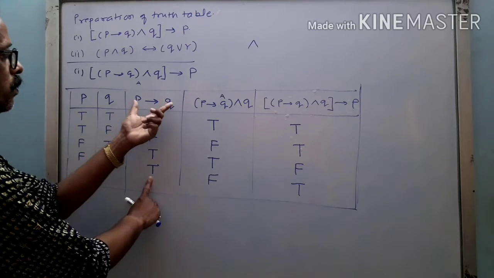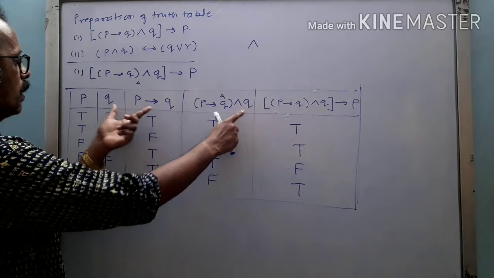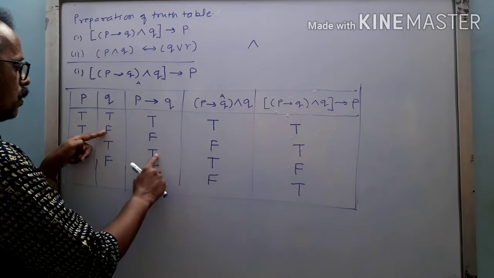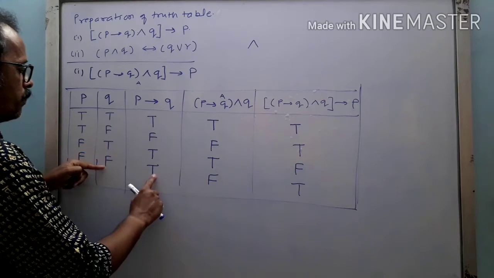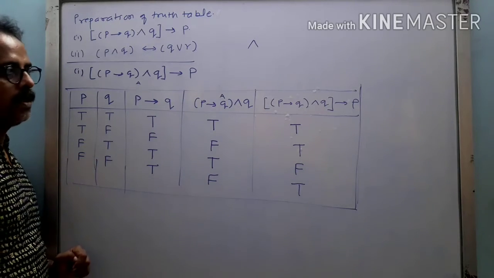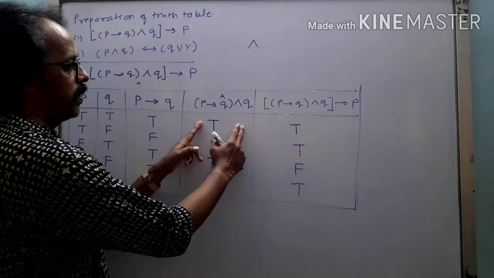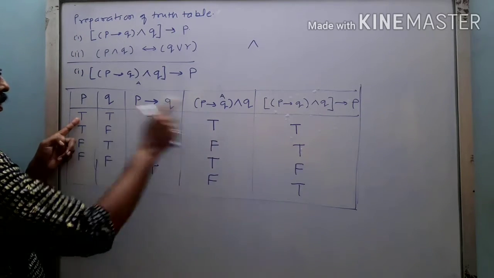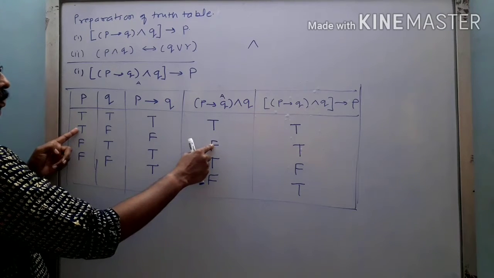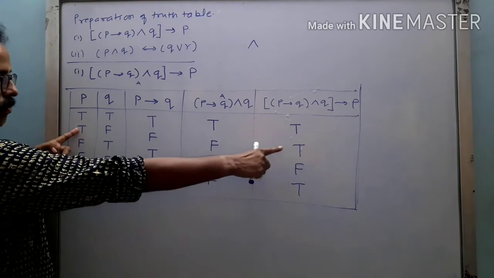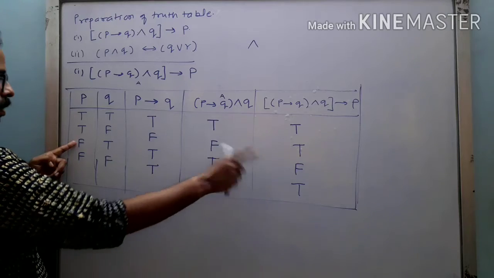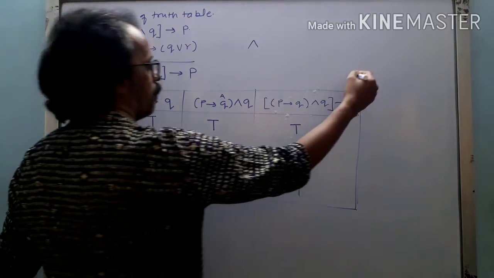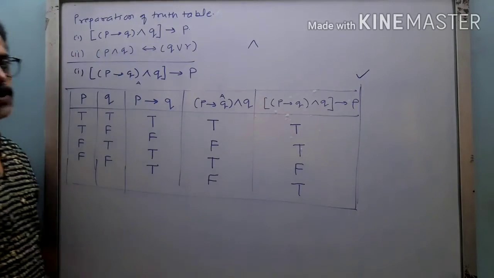Now, we wanted to take this with Q as an and. True and true, it is true. False and false, it is false. True and true, it is true. True and false, it is false. Now, for this column, we need to take a single implication with the P column. So true implies true, it is true. False implies true, it is true. True implies false, it is false. And false implies false, it is true. This is how we have done the first example.